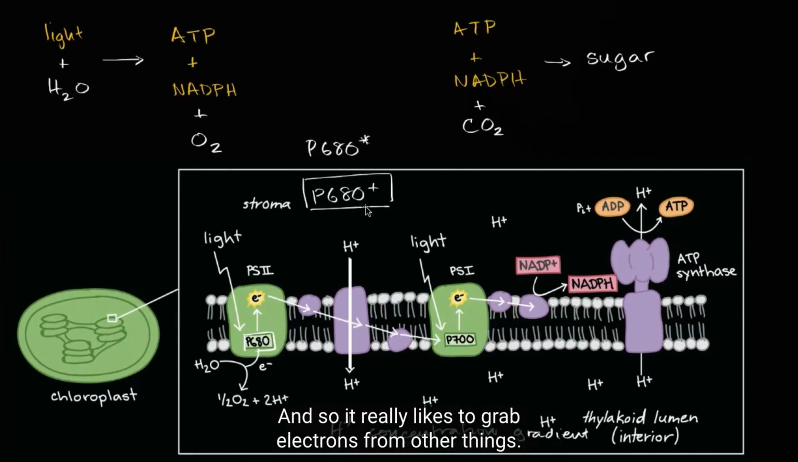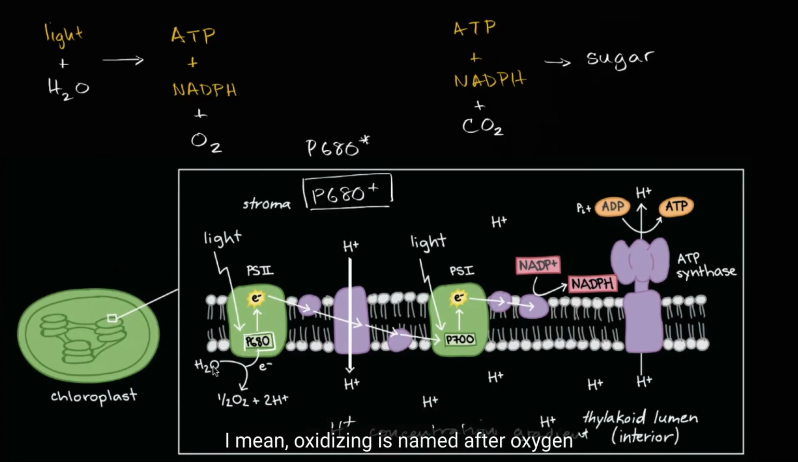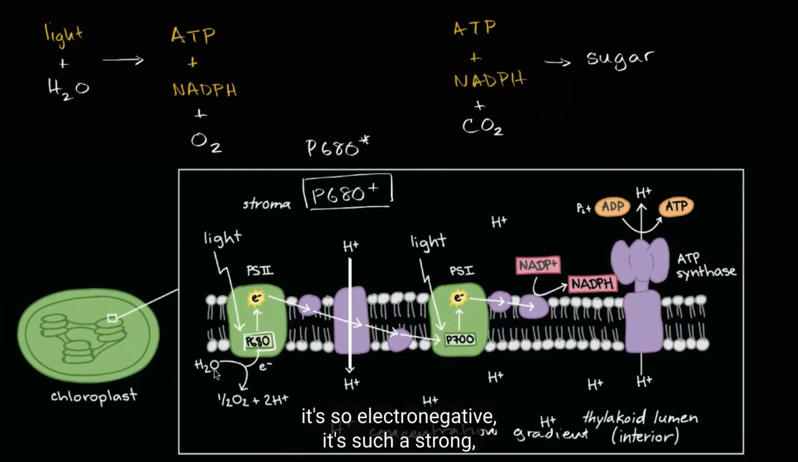And so it really likes to grab electrons from other things. And the thing that is around that it can grab electrons from is actually water. This is such a strong oxidizing agent that it can essentially oxidize the oxygen in water. Oxidizing is named after oxygen, because oxygen is so electronegative, it's the thing that's normally doing the oxidizing.